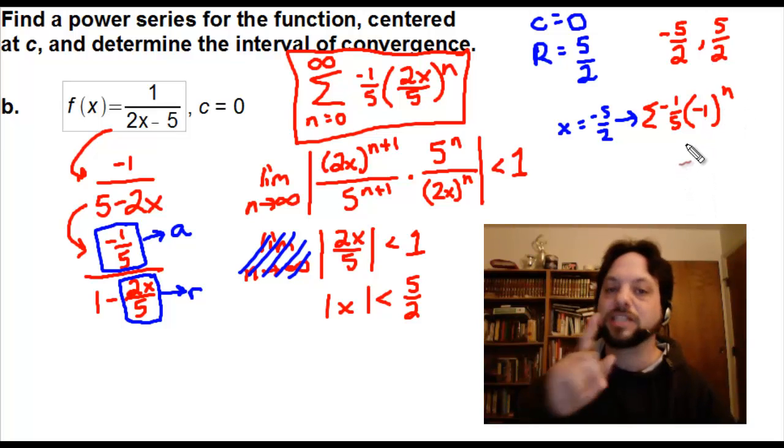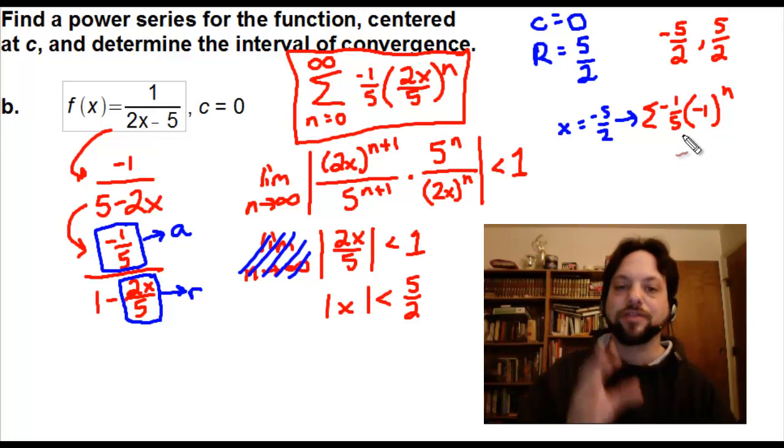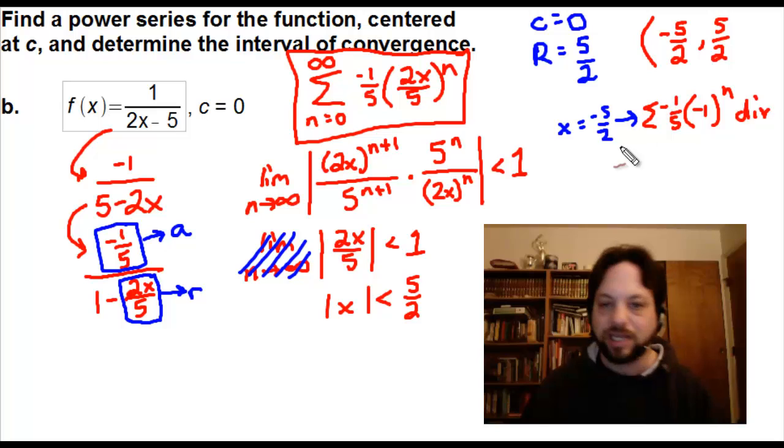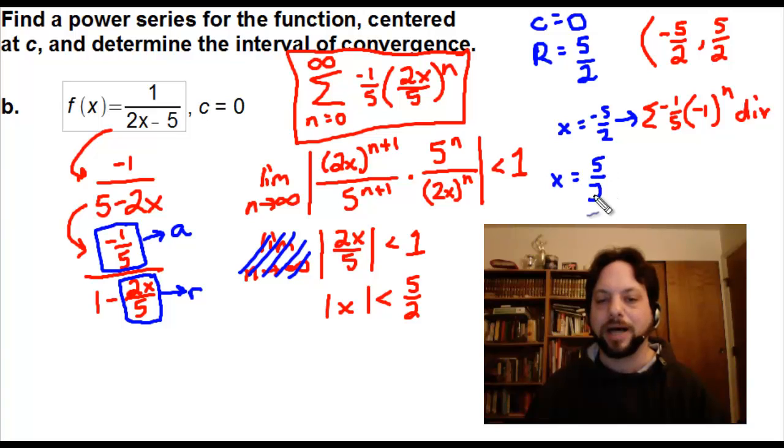Now, in this case, we do have a geometric series. We have that our ratio is -1, and what does that mean? That means that this will diverge. -5/2 is not in our interval of convergence. Oh, that was fun, so let's try that one more time. This time, let's say x is positive 5/2, and see what wonderful things ensue here.